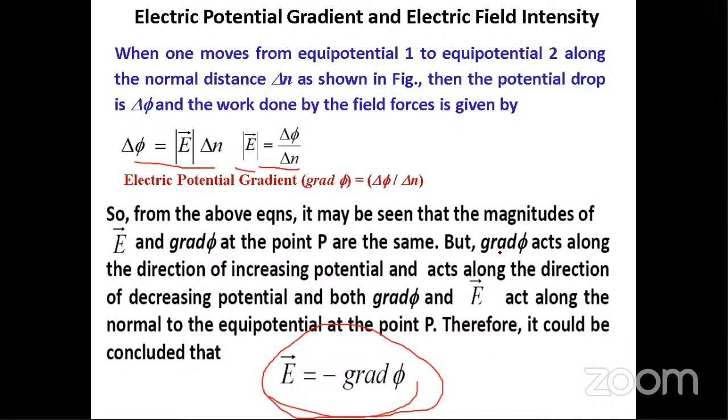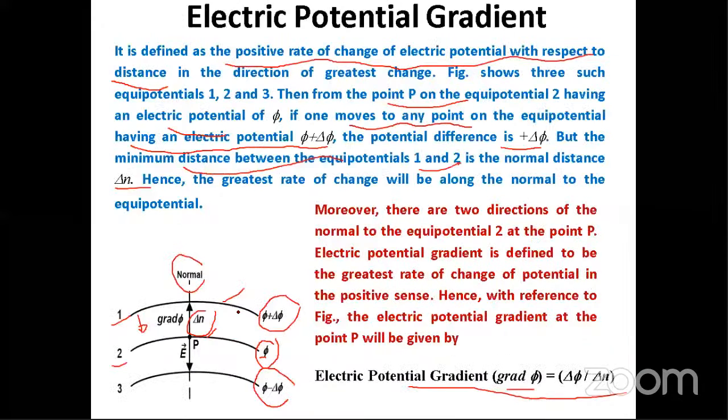Why? Because grad phi acts along the directions of increasing potential. That will be clear. Grad phi is basically directed from negative to positive, and the electric field intensity is directed from positive to negative, where the potential drops from phi to phi minus phi. But in the case of the potential gradient, the potential gains from phi to phi plus phi. So this is the only minor difference.